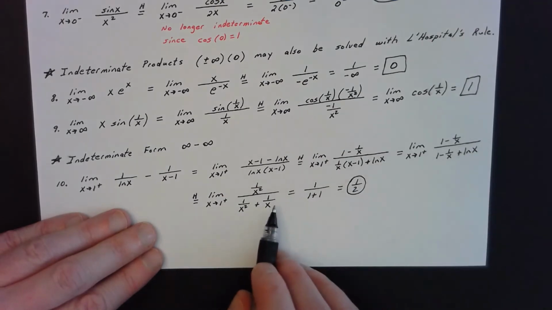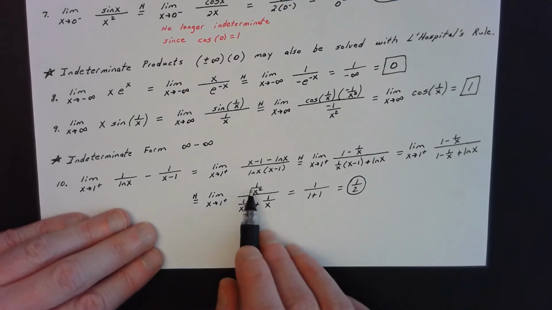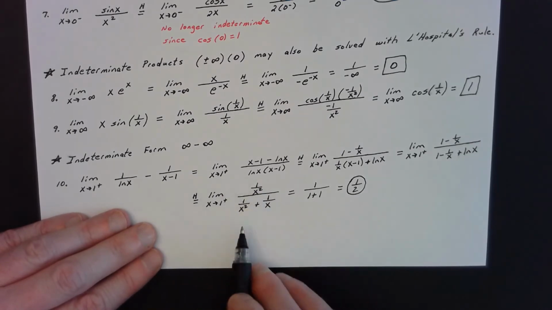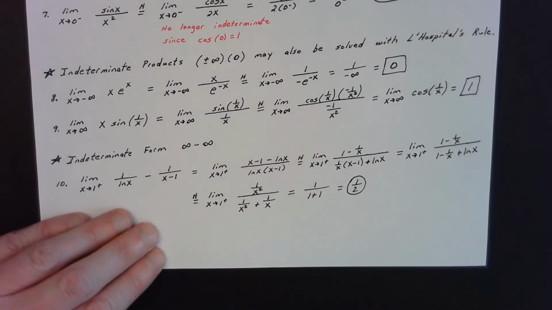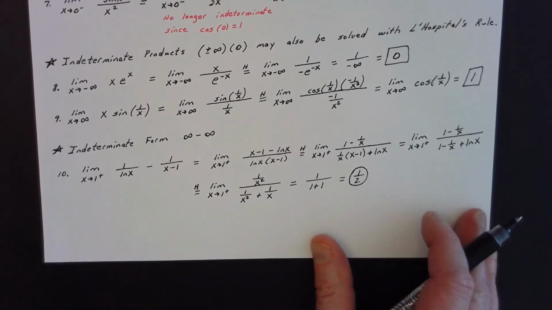Derivative of the natural log of x is 1 over x. At that point you say, can we evaluate? Absolutely. You can easily plug in a 1 now. Your numerator is going to be 1. Your denominator is going to be 1 plus 1. We get our final limiting answer of 1/2.